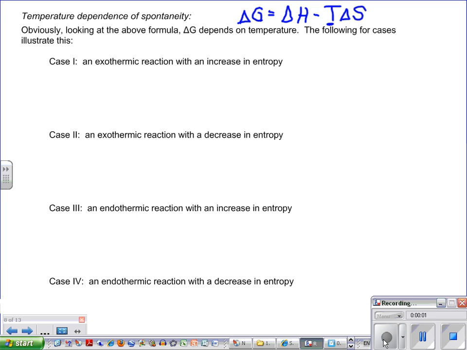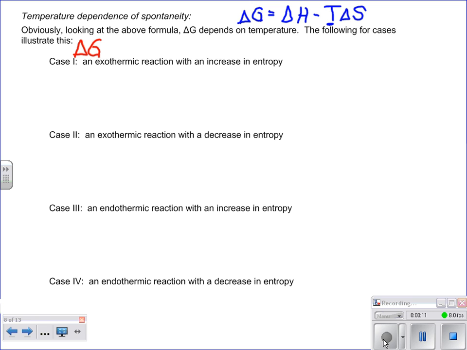Okay, here we have our equation again, and what we want to do is figure out how spontaneity is affected by temperature change. So in our first example, I'm going to rewrite this right above so that we can see it a little bit better. In this first example, we have an exothermic reaction, meaning we have a negative delta H value, and there's an increase in entropy, meaning my delta S is going to be a positive value.